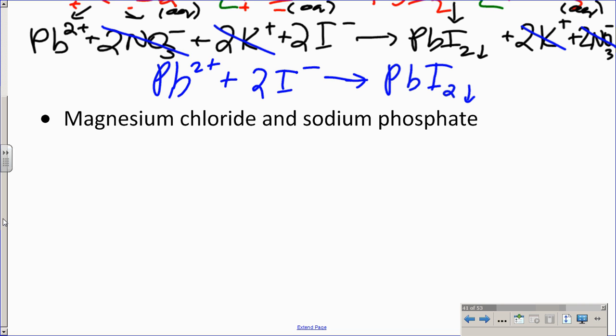All right, shout it out. Magnesium chloride, go. MgCl2. Where's the 2 coming from? Magnesium is charged 2 plus, chlorine is a 1 minus. Good.